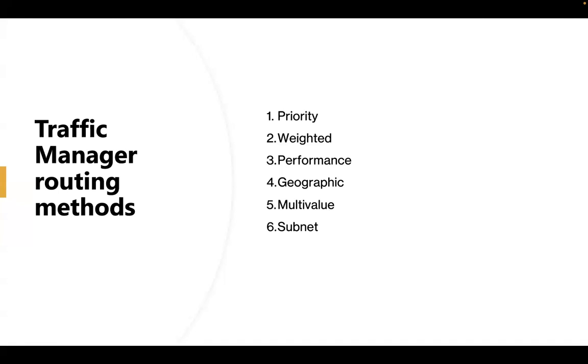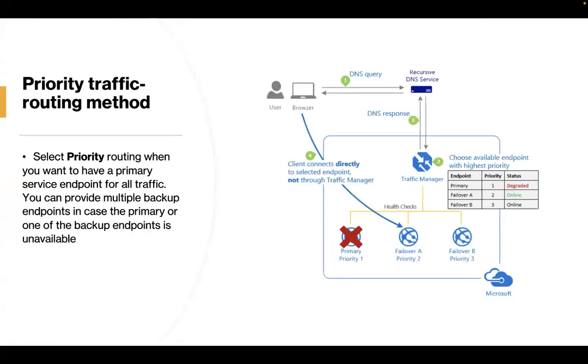We'll cover the Traffic Manager routing methods one by one. First one is priority, second is weighted, third performance, fourth geography. 5 and 6 are multi-value and subnet. We'll go with the first one, the priority traffic routing method.